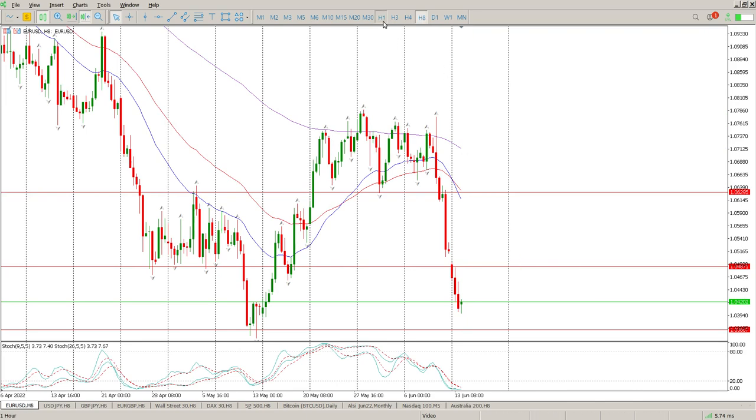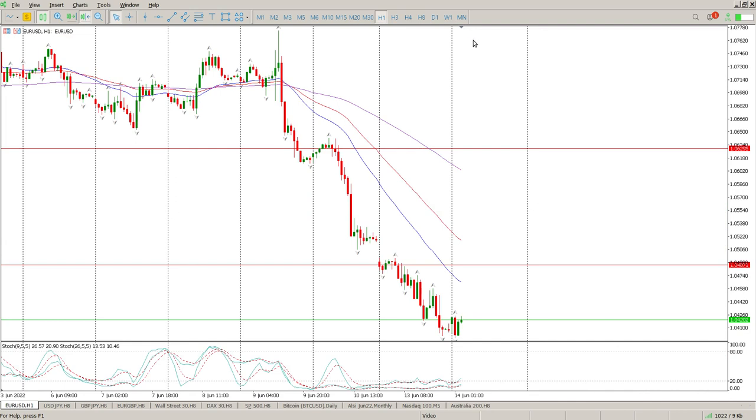So if we get back to the hour, we opened in that area, and I suppose we could argue that these two tails here were rejections, but I prefer to see price come down and come back up rather than reject it within the sort of trend like that. So I still think that is an area to pay attention to. 104.871 is definitely something that I need to pay attention to.